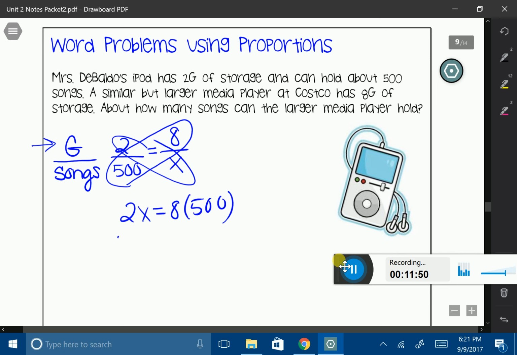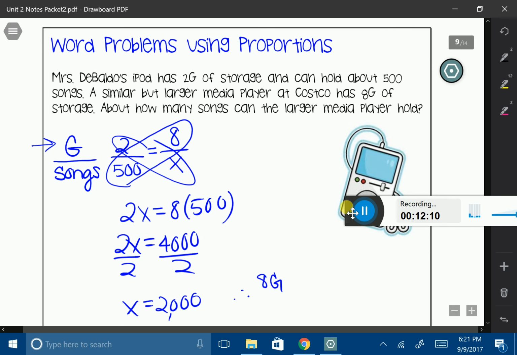And it looks like I have 2x is equal to 4,000. And I'm just going to go ahead and divide by 2. And my x is going to be 2,000. So to answer my question, I always like to use my little therefore symbol. Therefore, the 8 gig storage device will hold about 2,000 songs.